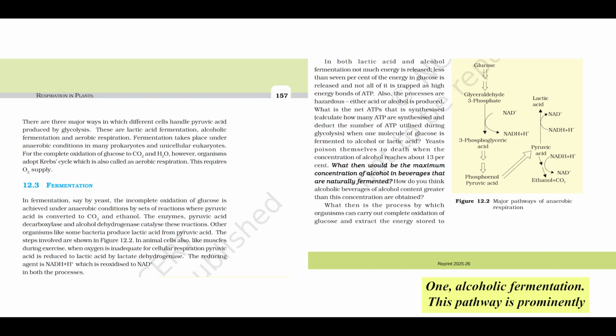1. Alcoholic fermentation. This pathway is prominently observed in yeast, the same yeast used in baking and brewing. In alcoholic fermentation, pyruvic acid is converted into 2 final products: carbon dioxide, CO2, and ethanol, alcohol. This process involves 2 key enzymatic steps.